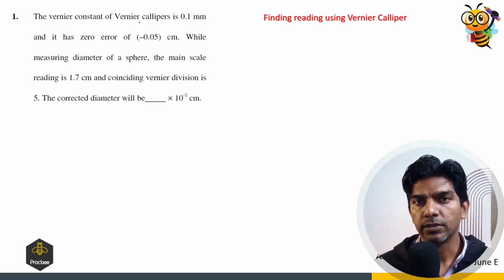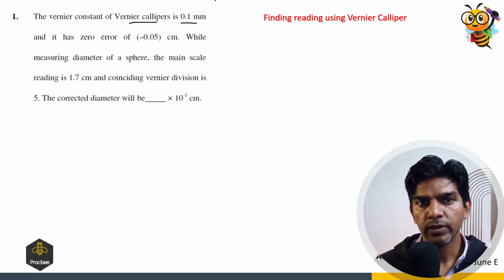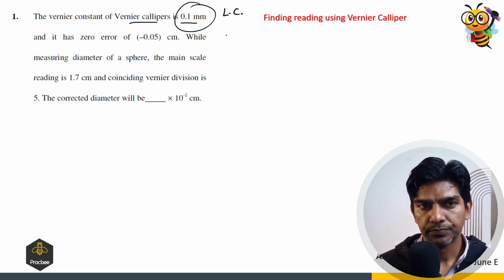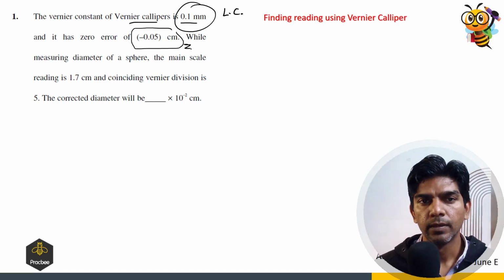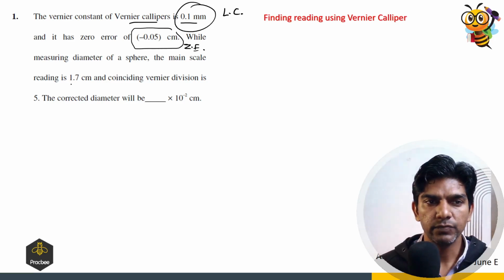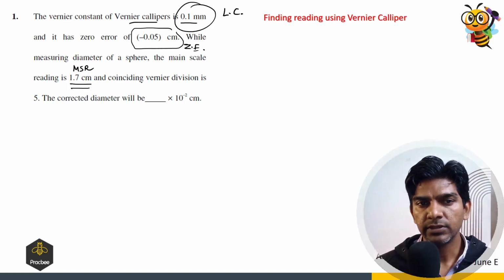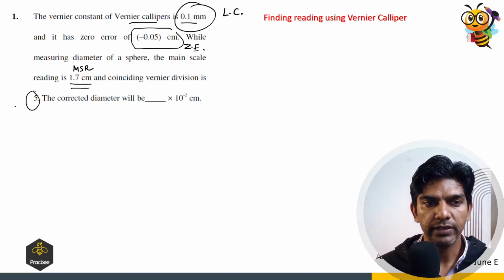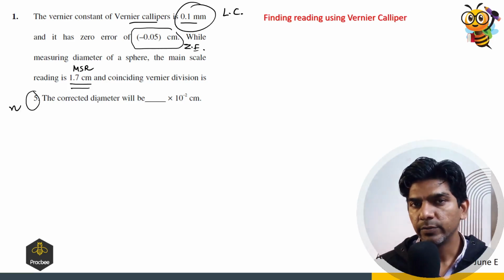The Vernier constant of a Vernier caliper is 0.1 millimeter. So Vernier constant or least count, they are same thing. So this is the least count, and it has a negative zero error, which is minus 0.05 centimeter. While measuring the diameter of a sphere, the main scale reading is 1.7 centimeters. So that is main scale reading. And coinciding Vernier division is 5. So that is n. So correct diameter we have to calculate.